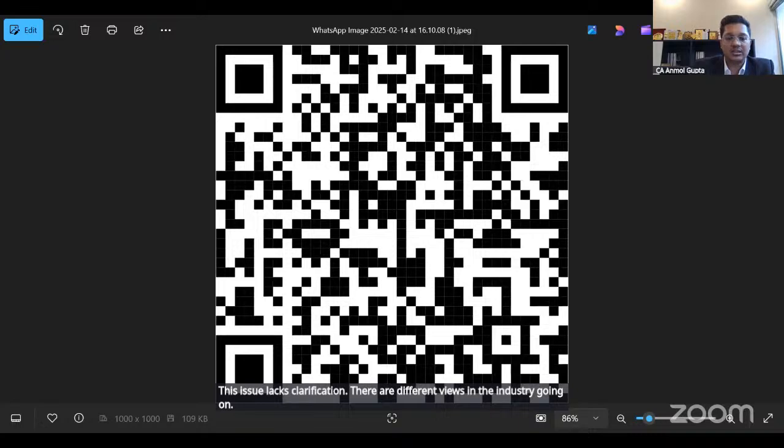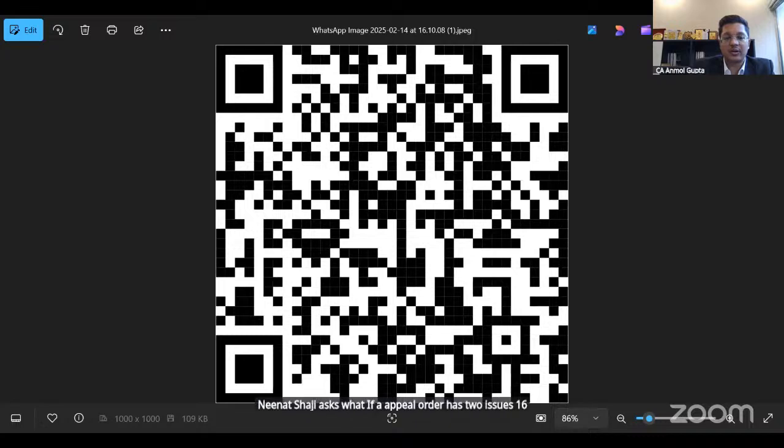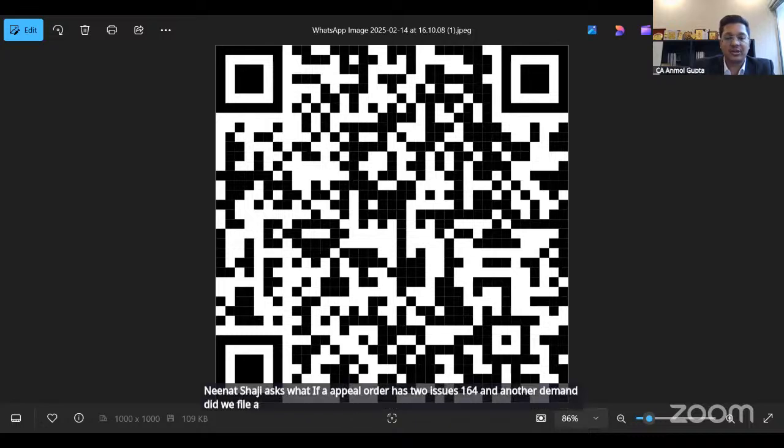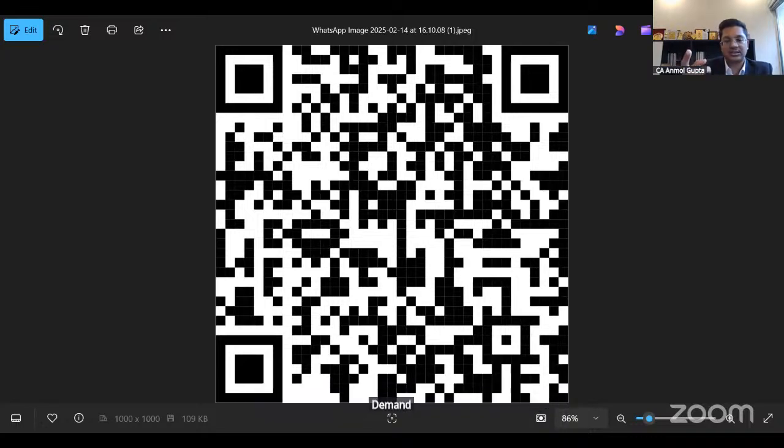Neenat Shahji asks, what if the appeal order has two issues, 16.4 and another demand? Do we need to file a rectification? No, you need not file a rectification. Circular 238 already clarifies that. You just need to pay the demand on the other issue, which is other than Section 16.4, and your 16.4 issue will also get dropped under 128A.